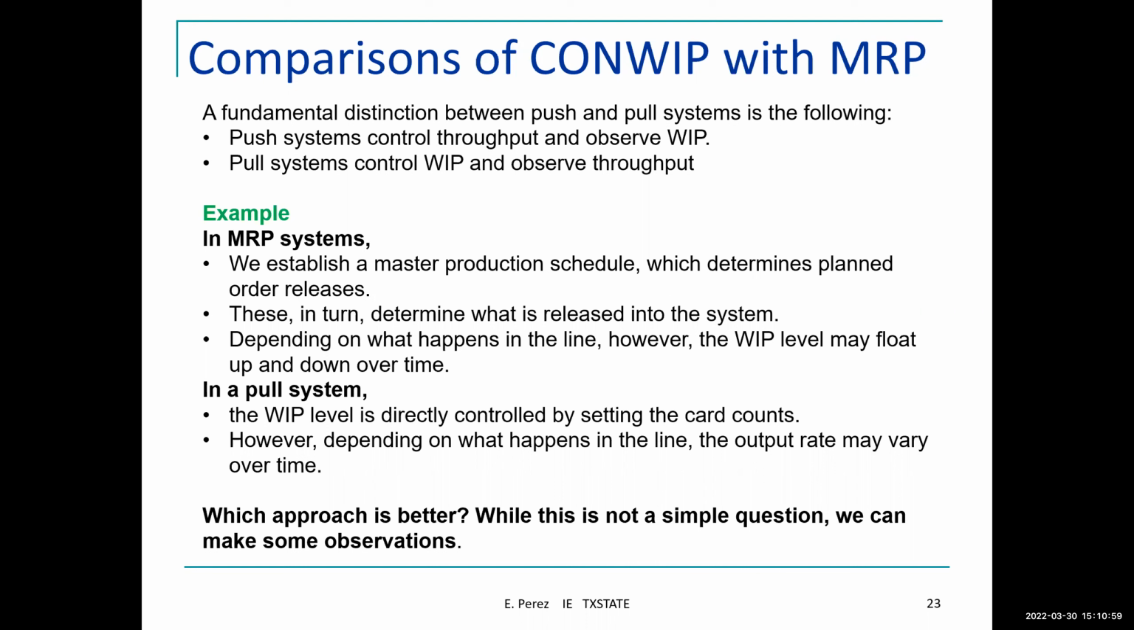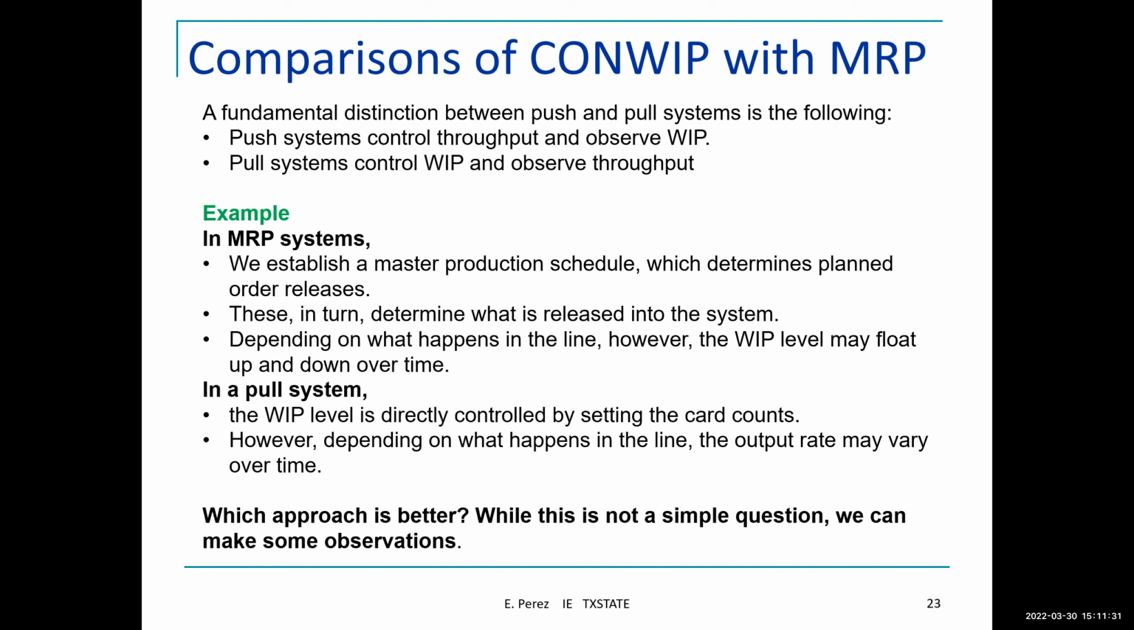So this is what we discussed. We establish this production schedule. We know we're going to send these units into the system, and then work-in-process will go up and down depending on the status of the system. In a pull system, the work-in-process level is directly controlled by setting the card counts. However, depending on what happens in the line, the output rate may vary over time. Things that can happen are failures, machine breakdowns, and so on.